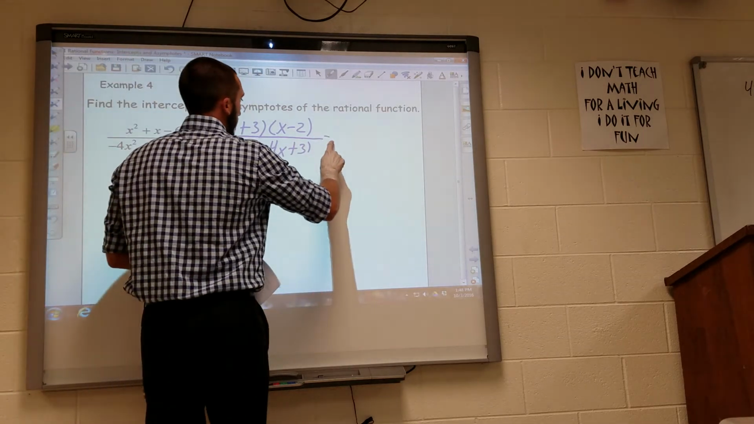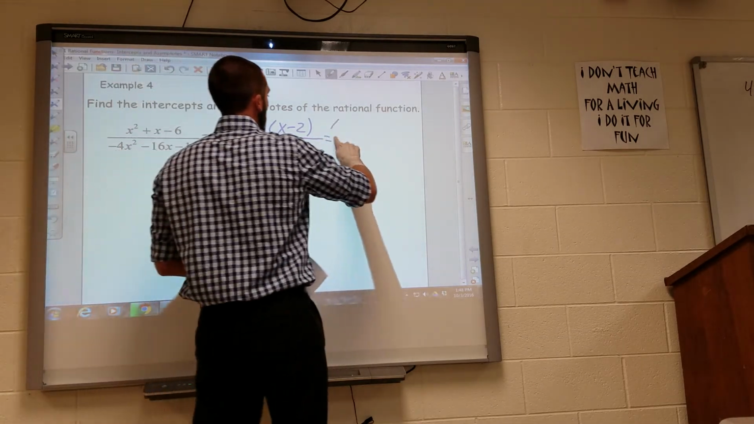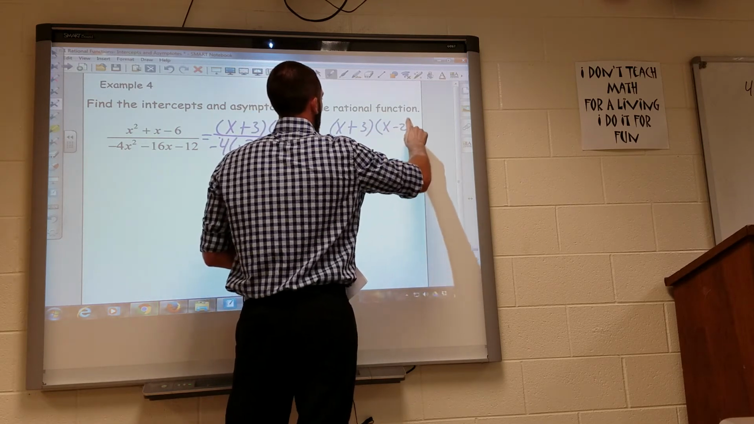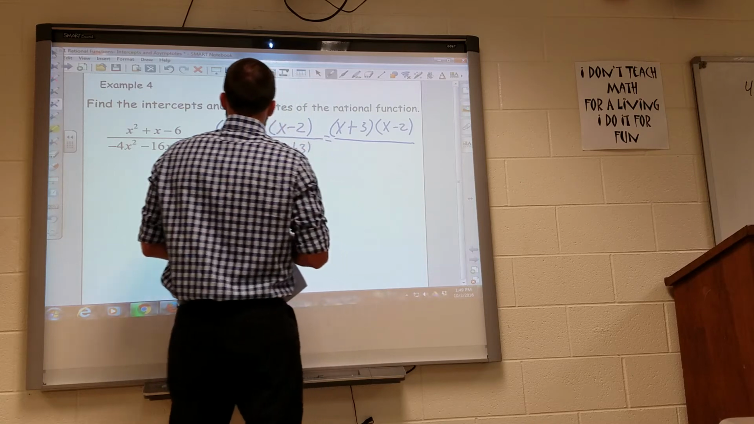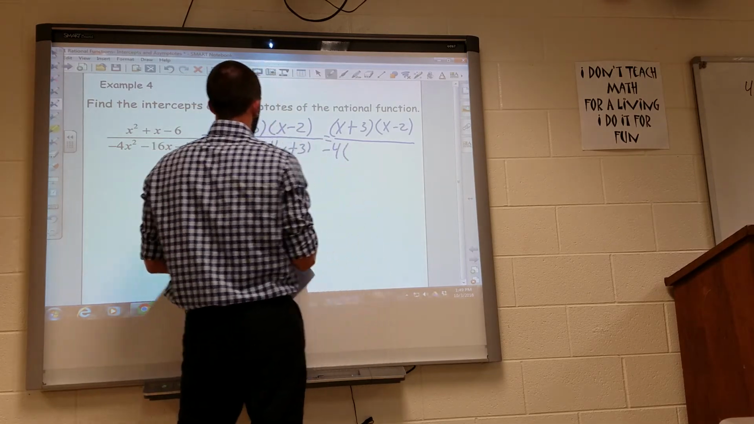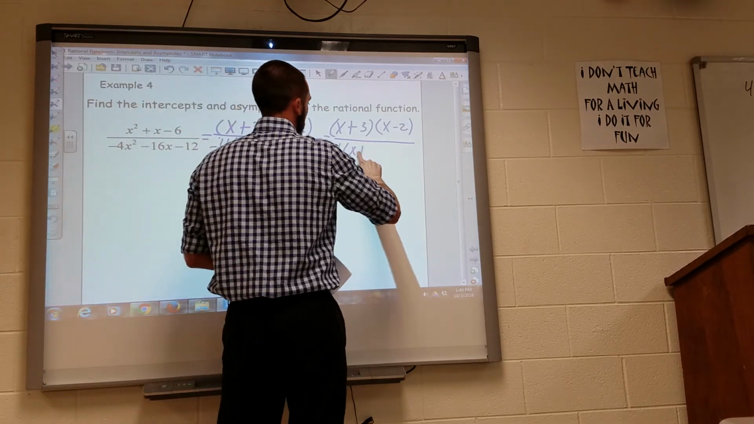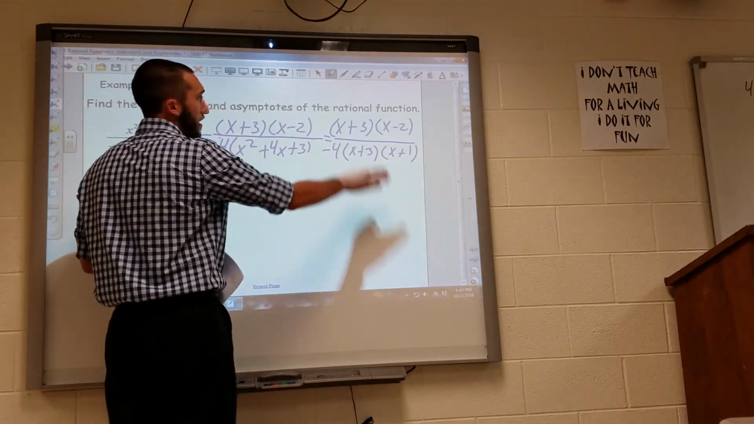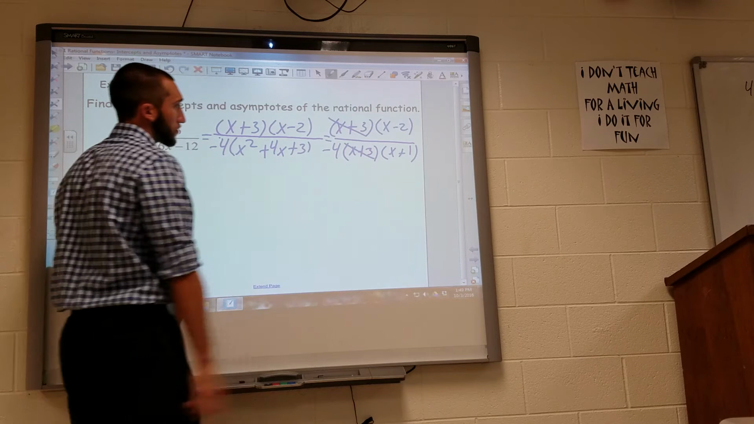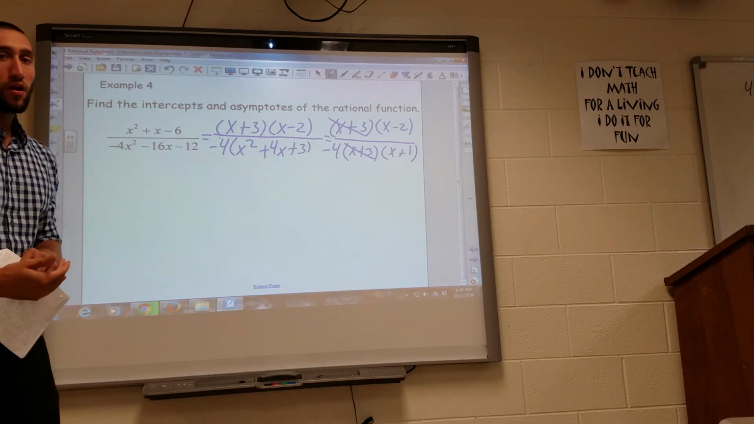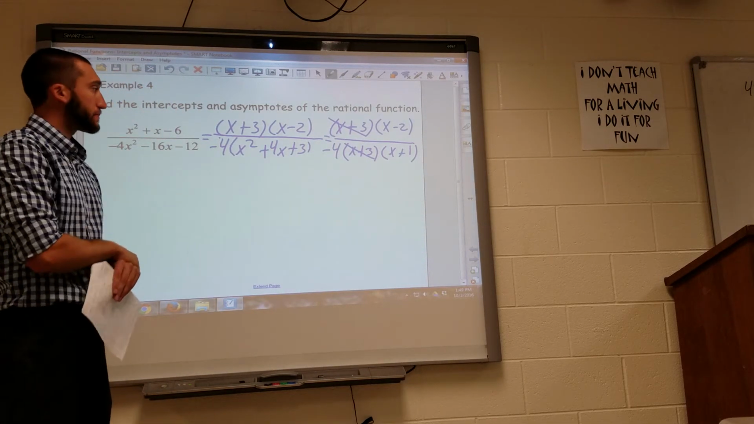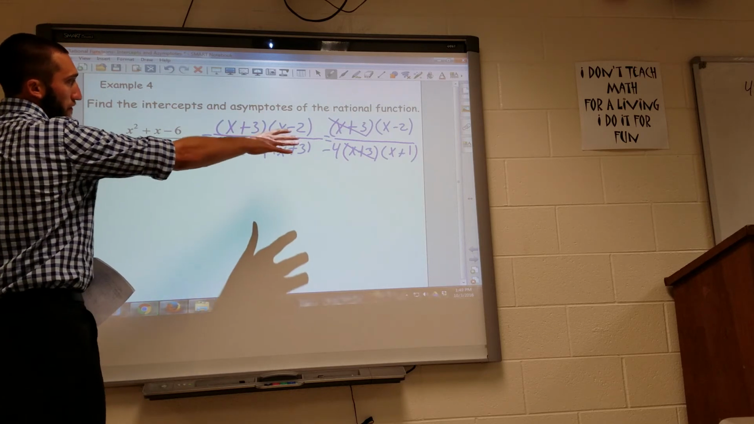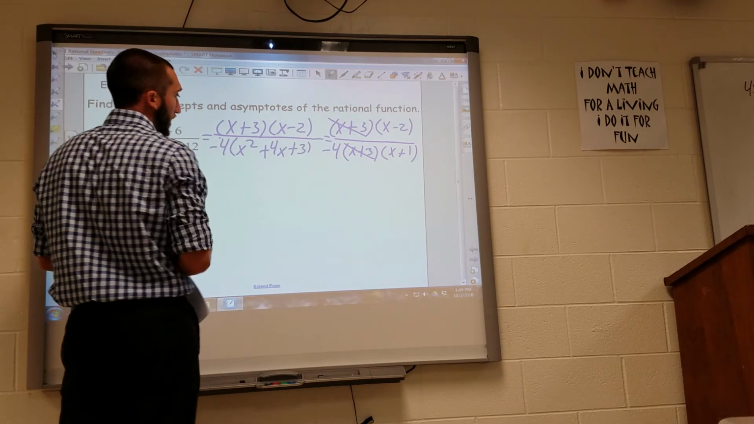Alright, and then the denominator will factor one more time. So we're going to have x plus 3, x minus 2, over negative 4 times x plus 3, x plus 1. So again, we have a common factor, x plus 3. That means there's going to be a hole when x equals negative 3. And we'll see that in the graph when we get there. So I have found my hole at x equals negative 3.